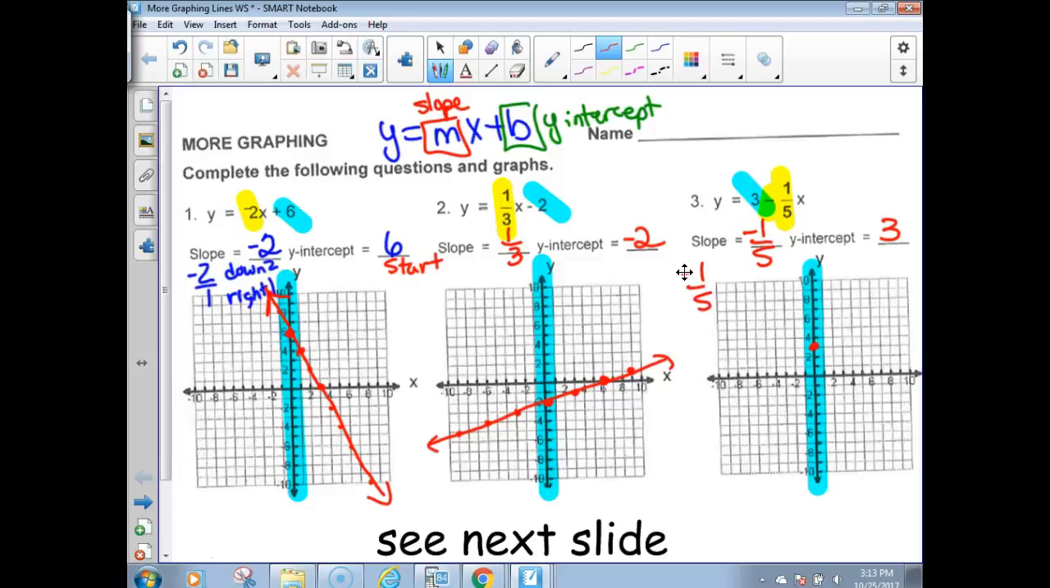-1/5. Oh, I guess I should have explained that -2 means down 2 and right 1. That's why I was going down 2, right 1. A -1/5 means down 1 and right 5. So I go down 1, right 5, and down 1, right 5 again. Or up 1 and left 5, up 1 and left 5 again. Oh, I missed. There.